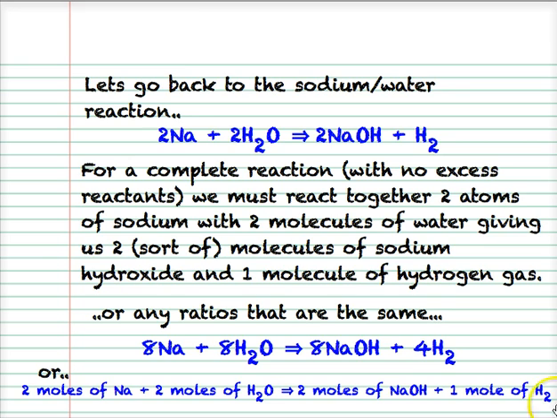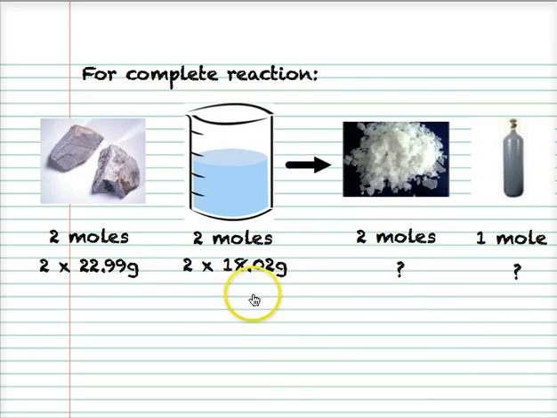Now let's link these moles into the measurable quantity, which is mass in grams. So we said that we can react 2 moles of sodium with 2 moles of water, and we'll get 2 moles of sodium hydroxide and 1 mole of hydrogen gas. So we have the molar mass here of sodium, 22.99. 2 times that number gives us 45.98 grams.